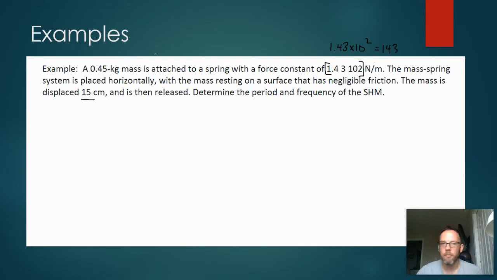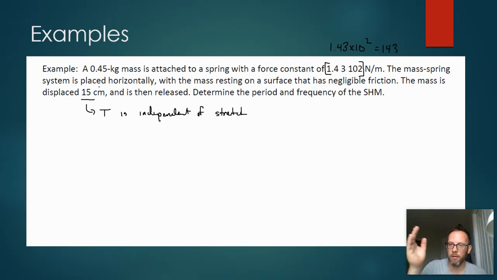So this 15 centimeters is a bit of a red herring because the period is independent of the stretch. So you actually don't need to know that it was displaced 15 centimeters. All you need to know is it was displaced. So the mass on the spring will bob back and forth. We have everything we need to calculate this period.